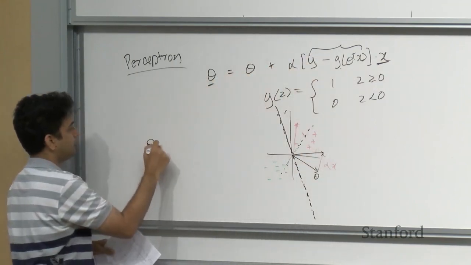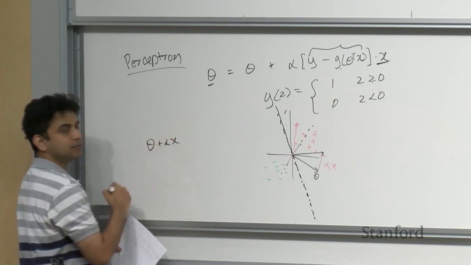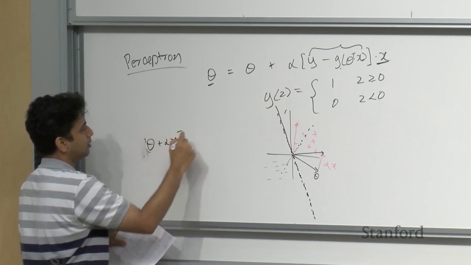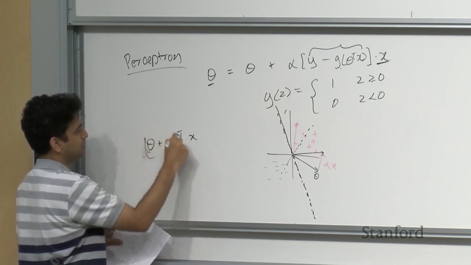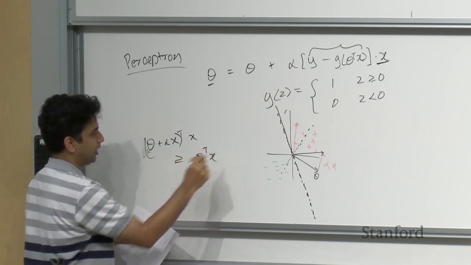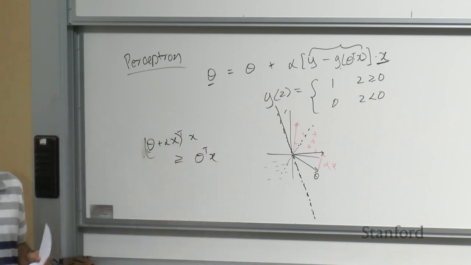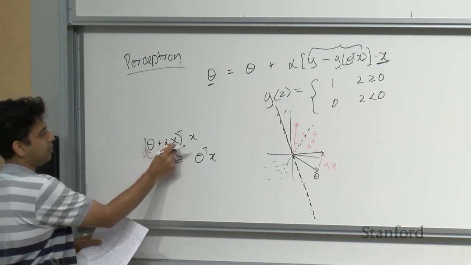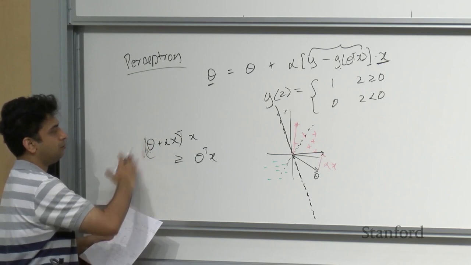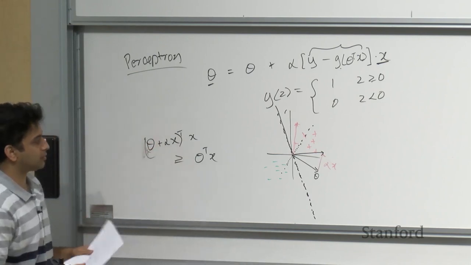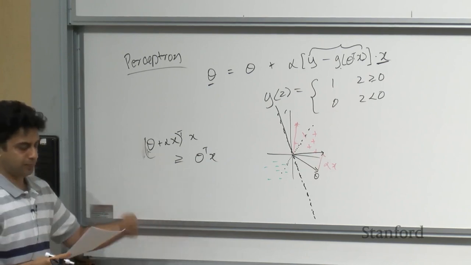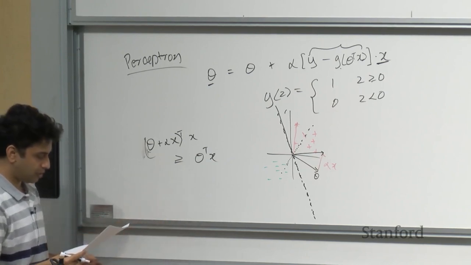That is theta plus alpha times x, dot product with x, will always be greater than theta transpose x, right? That's the take-home summary: you want to add a small scalar times a vector to theta to make theta be oriented closer to x. Right, and that's the perceptron algorithm. Adding vectors makes them similar. That's the take-home message.